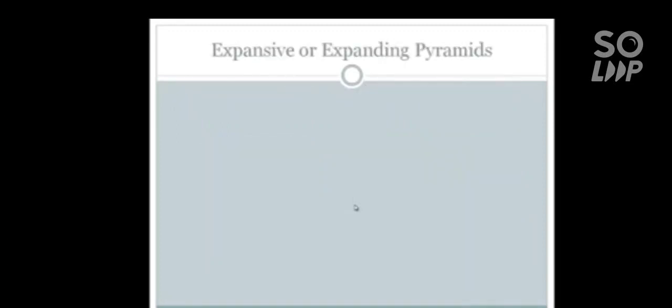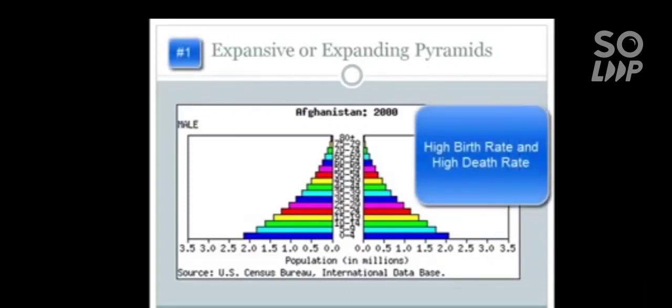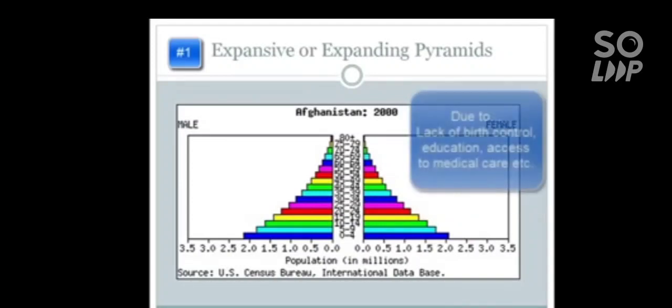There are 3 main types of population pyramids. The first is expansive or expanding. In this type of population pyramid, you're going to have a wide base indicating a high birth rate and a narrow top indicating a high death rate. Generally speaking, these populations are characteristic of lower standard countries or developing countries. This is often due to lack of birth control, lack of education, and medical care.